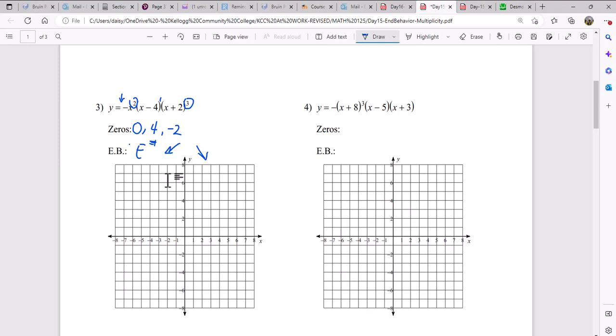Then we can look at the multiplicity. So at 0, this is an even multiplicity, so that means it's going to touch. These last two multiplicities are odd, so that means it's going to cross. So let's look at these end behaviors.